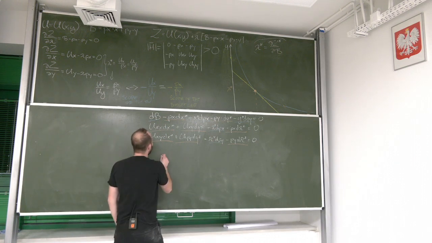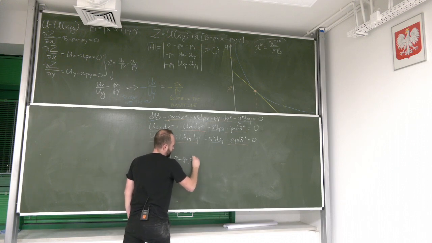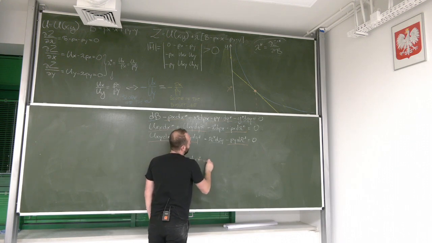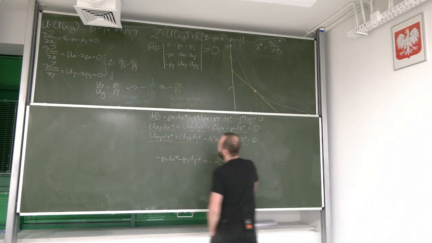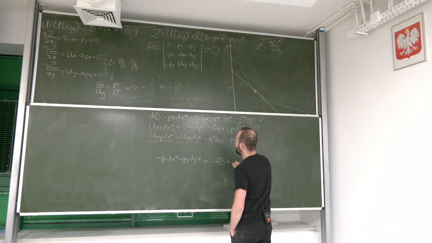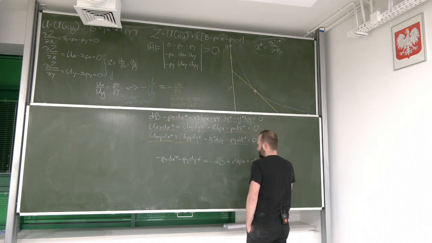the right-hand side, we get negative px dx minus py dy equals negative dB plus px dx plus x dpx plus y dpy.